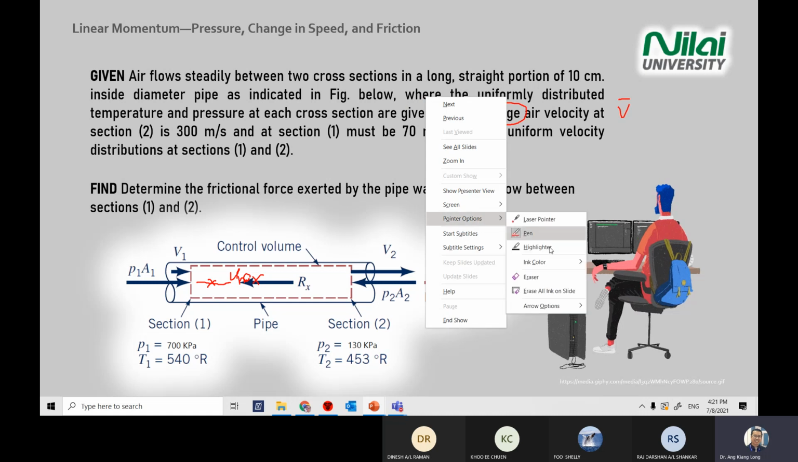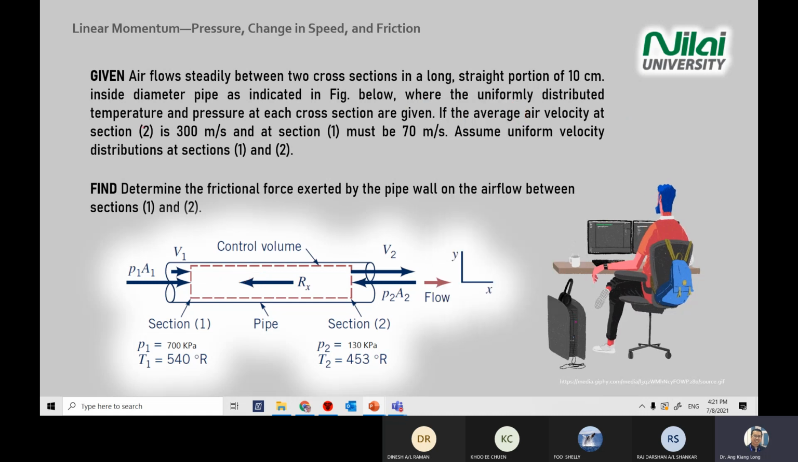So you are given all the information regarding what is happening to the input. Input is 300 meters per second. No, sorry, section 2, it is here. The velocity at section 2 is 300, so V2 is given.